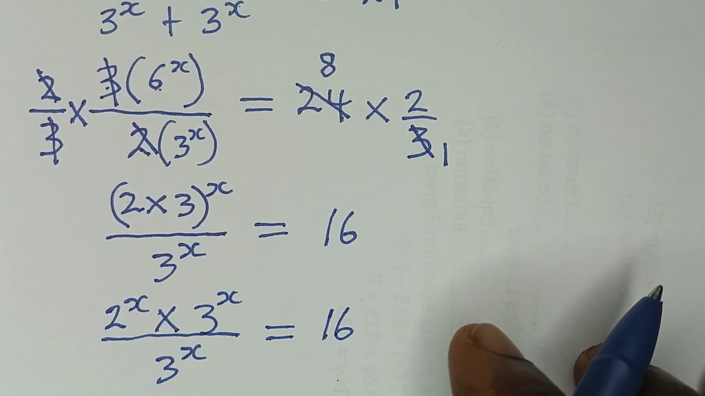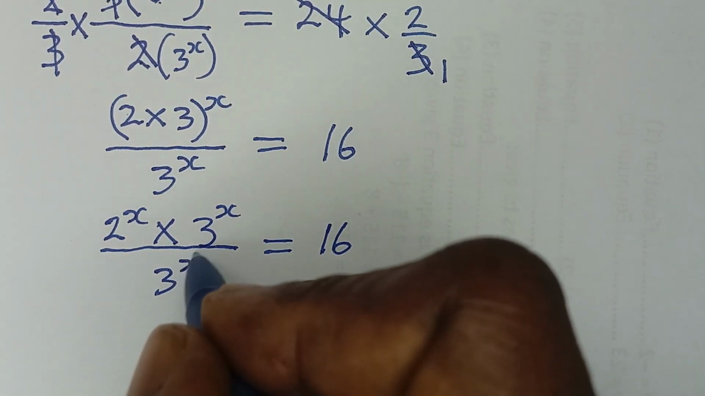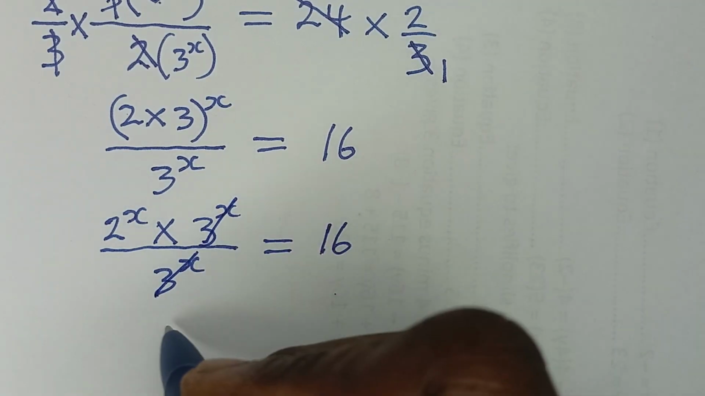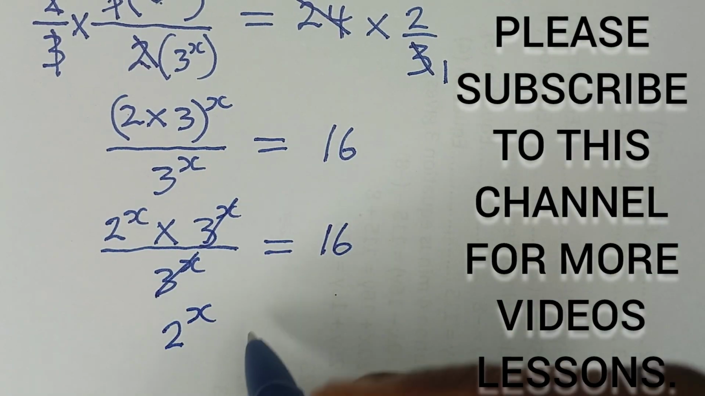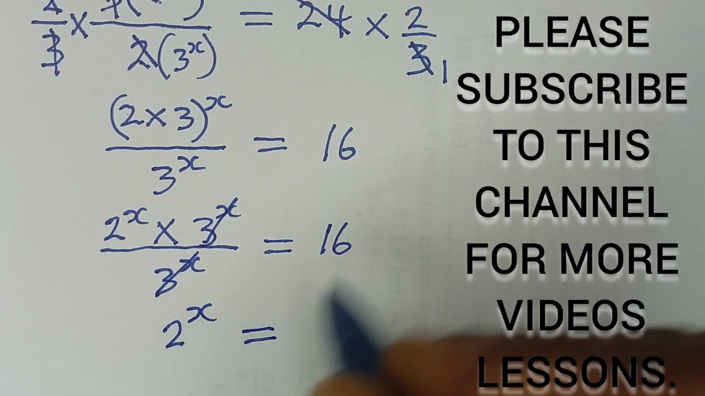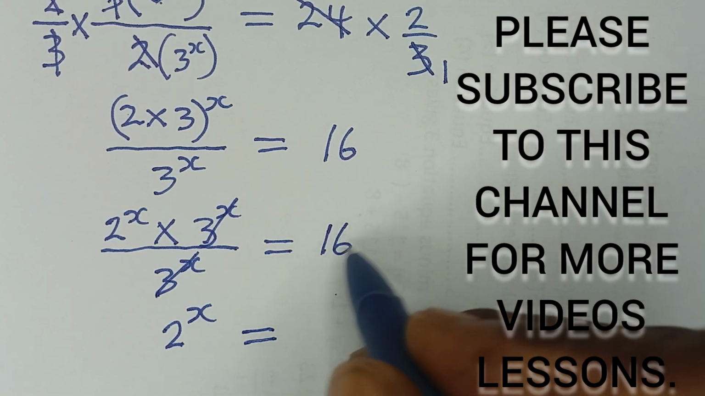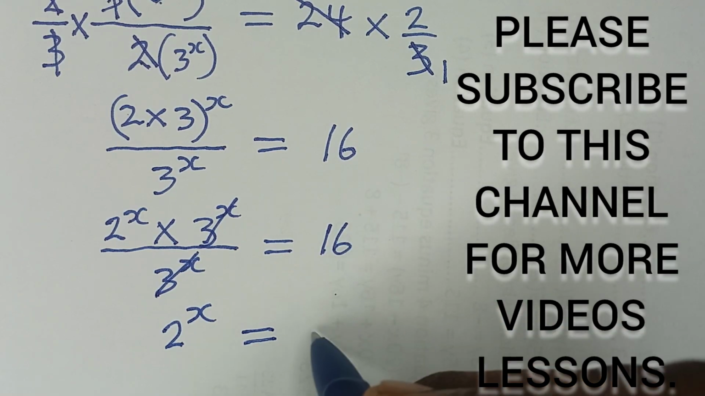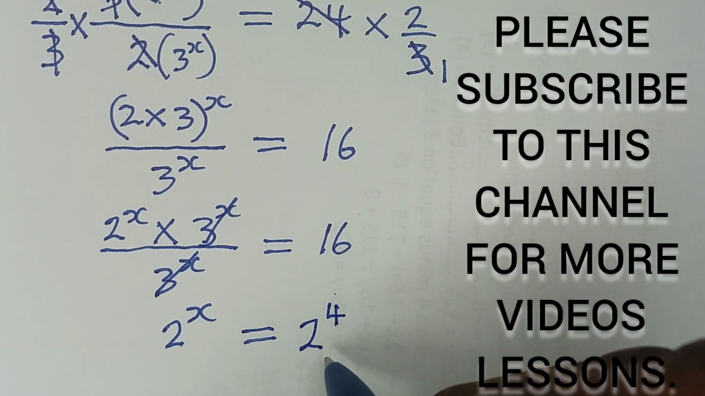Now, you agree with me that 3 raised to power x can cancel 3 raised to power x. So this cancels this. So I have 2 raised to power x left on this side. And that will be equal to 16 in a base 2, because this base here is 2. So I can also raise 16 to a base 2. And so 16 will be 2 raised to power 4. 2 raised to power 4, that is the same thing as 16.